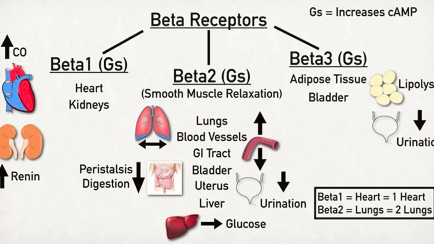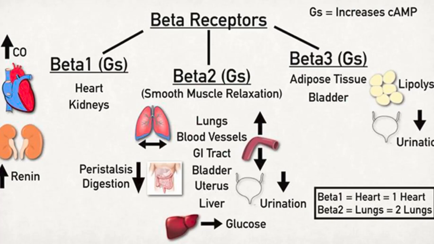So the beta 1s: heart, kidneys. Kidneys are stupid organs. They don't know anything, but from the aspect of regulation, they can affect how we do things. They release renin. What does renin do? Angiotensin, good. So angiotensinogen is converted to angiotensin 2.